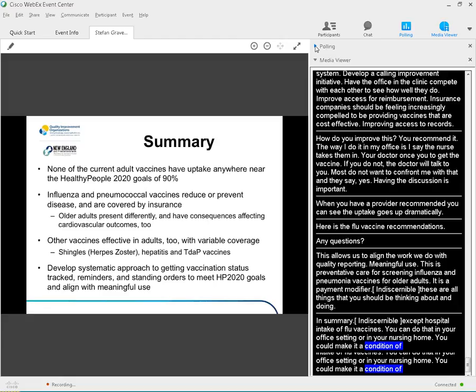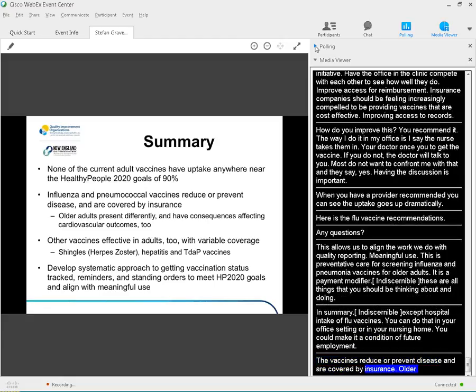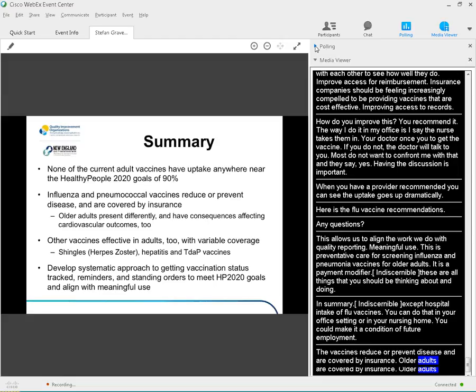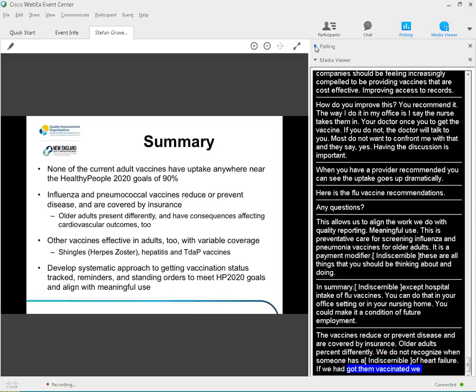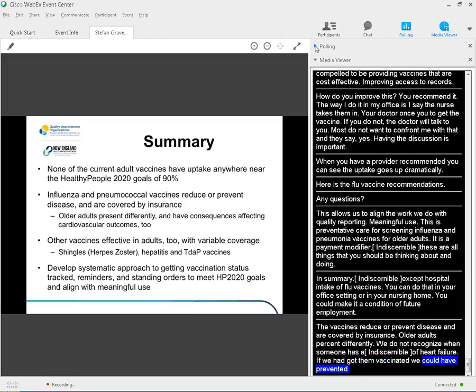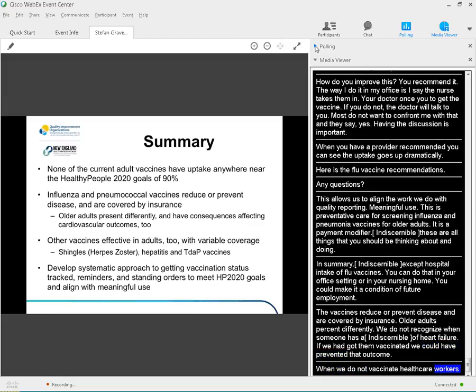Older adults present differently and have consequences affecting cardiovascular outcomes. So we often don't recognize when somebody has an exacerbation of their heart failure that it might in fact be flu, and if we had just gotten them vaccinated, we could have prevented that outcome. Likewise, when workers come to work, because we didn't vaccinate our healthcare workers, they become the vectors of disease in our offices and in our hospitals and nursing homes.